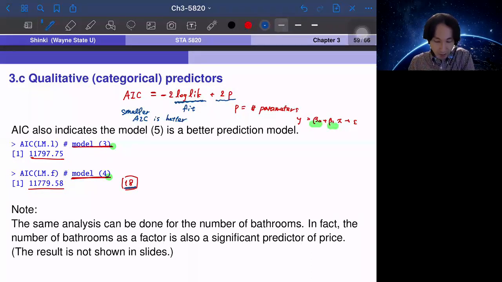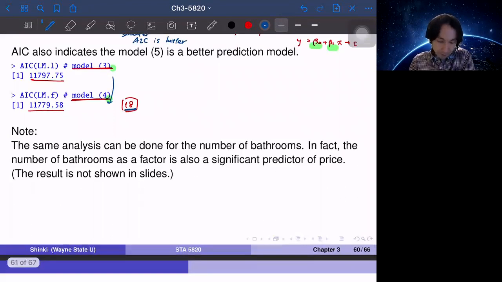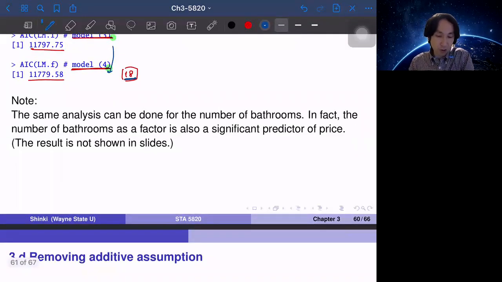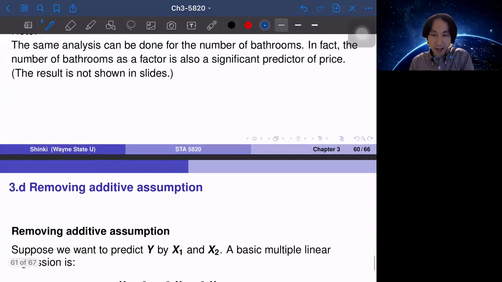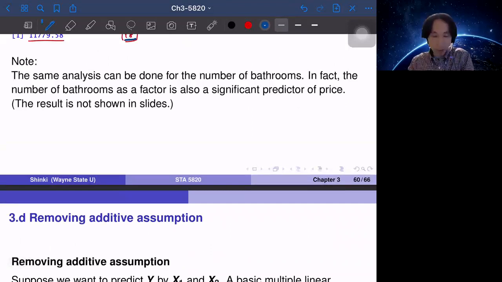So 18 is a pretty large number. 18 corresponds to 9 meaningless variables. We added 4 variables, but the AIC doesn't get worse, it gets better by 18. So we can safely say model 4 is better. If AIC is similar, then the contribution of the additional variable is questionable. And if AIC gets larger, then probably the model gets worse. If AIC gets larger by almost 2, then probably that predictor is garbage.